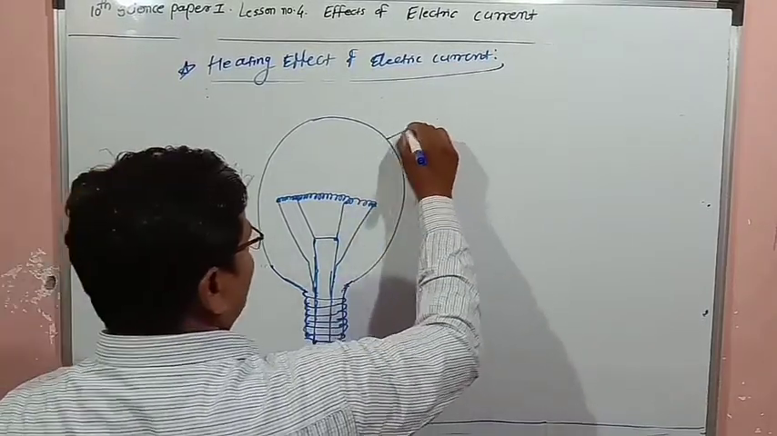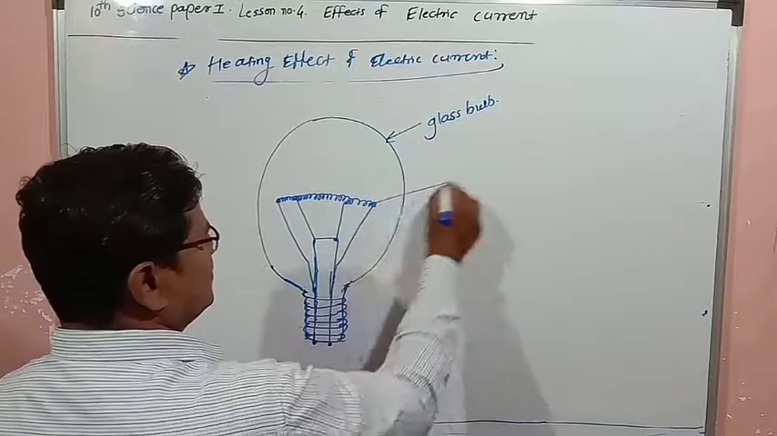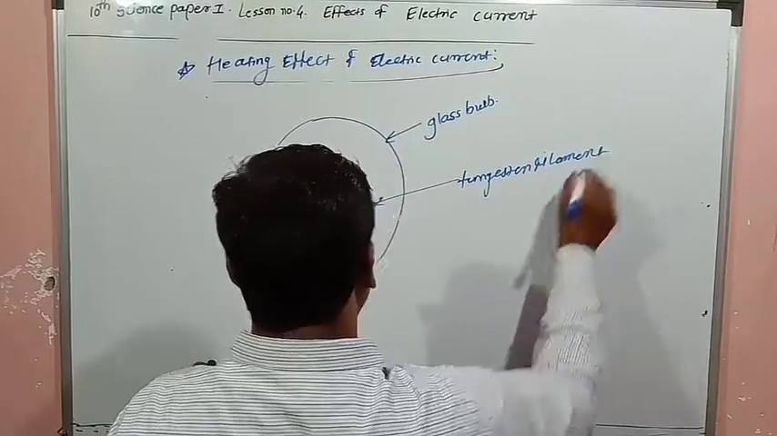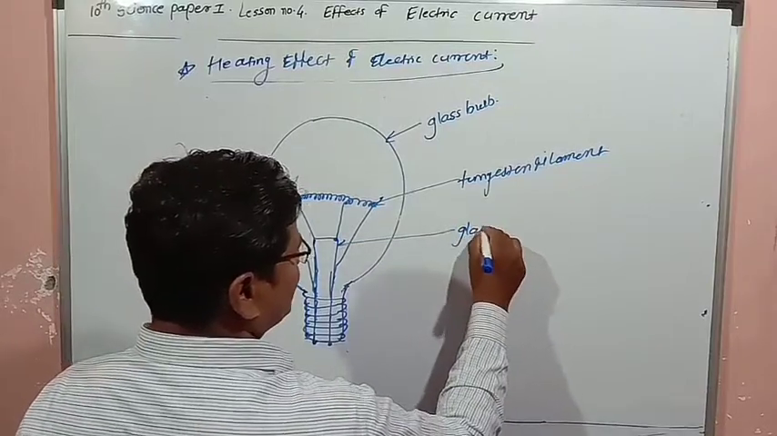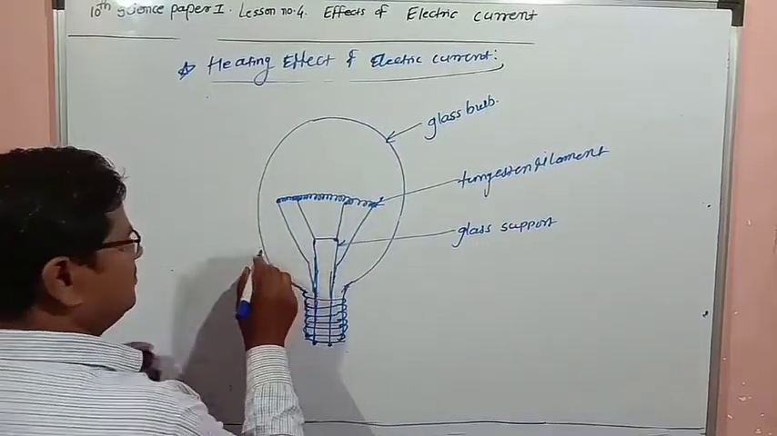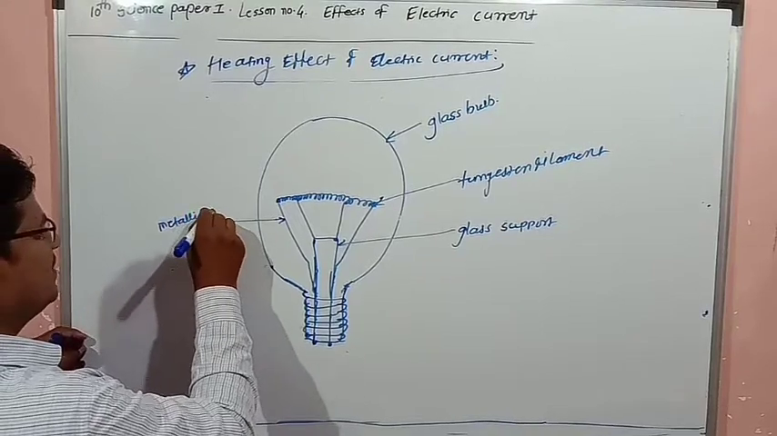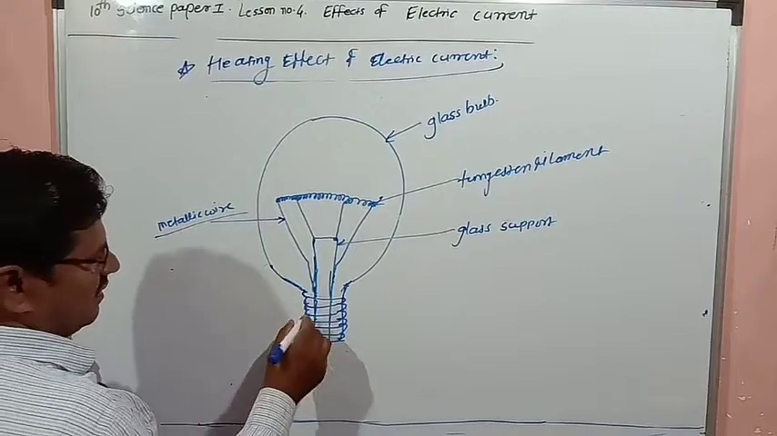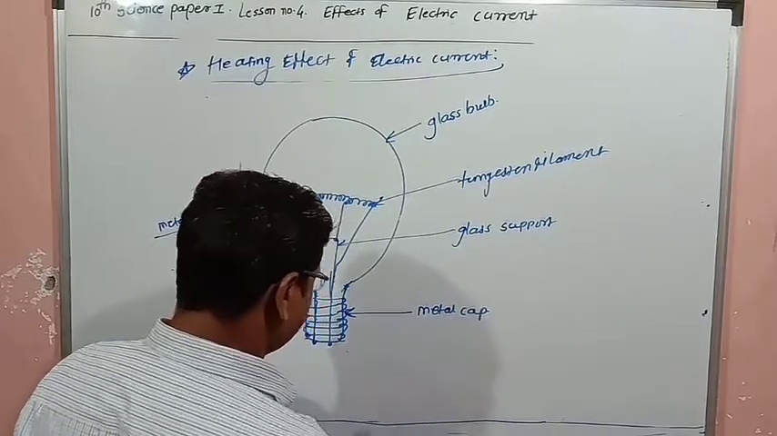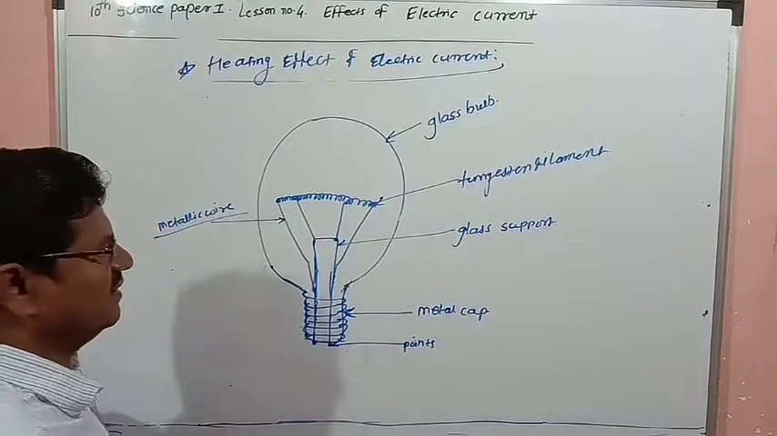So here will be the glass bulb. This one is there. Tungsten filament is there. Glass support is there. Next thing, a metallic wire is there here, a metallic wire to conduct electricity. And this one is the metal cap, you can say, and here these are the points, they will conduct electricity.